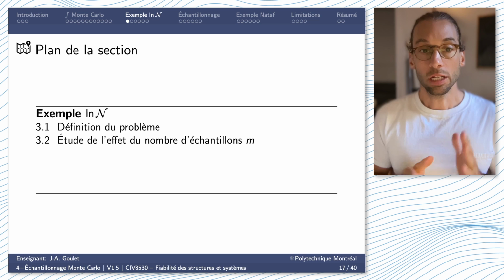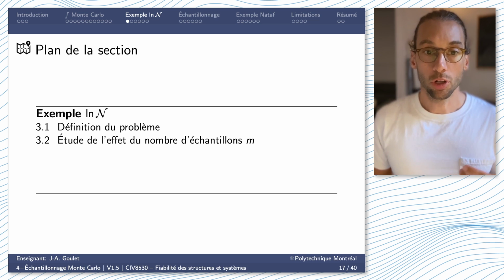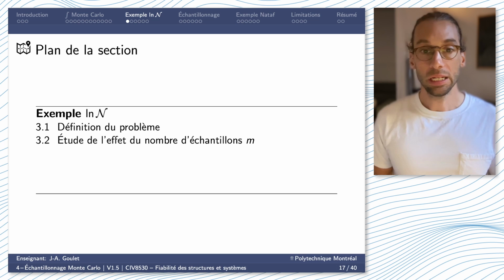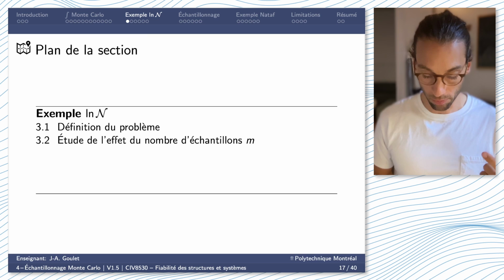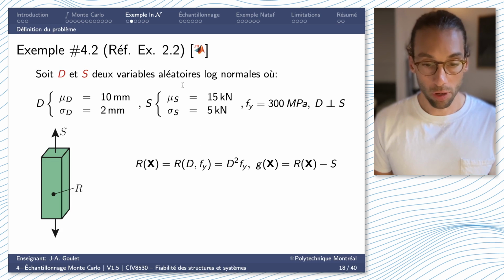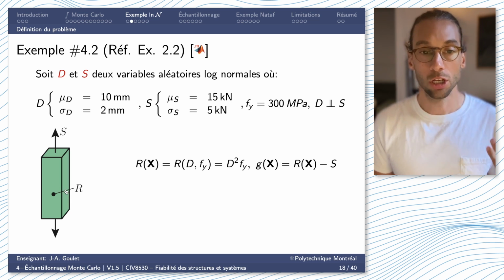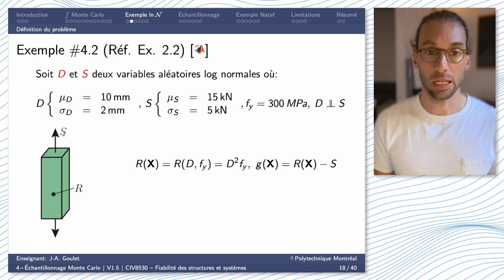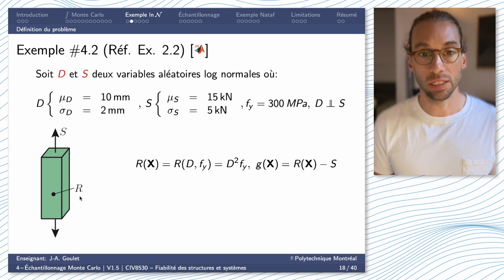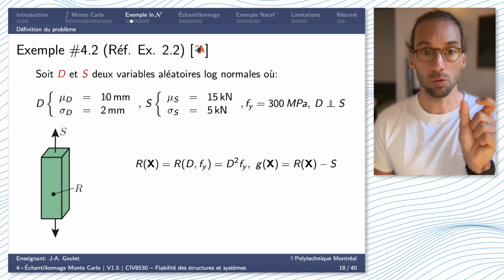So let's look at an applied example where we're going to study more deeply the effect of the number of samples we're taking to evaluate the probability of failure. If we go back to our classic example where we have a bar that's subject to a tensile force, the strength, the resistance of the bar is R, the solicitation is S. So we're going to say that the resistance is modeled by the dimension of the bar. So the width is 10 millimeters, the uncertainty is 2.